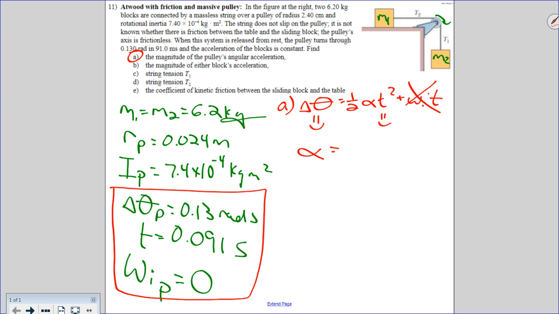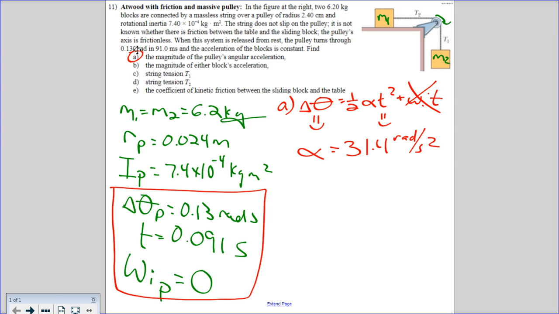Alpha ends up being 0.13 times 2 divided by 0.091 squared, and it gives you 31. Let's just call it 31.4 radians per second squared. So that's part A.